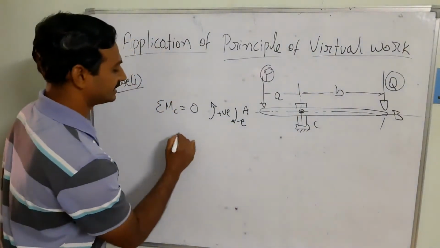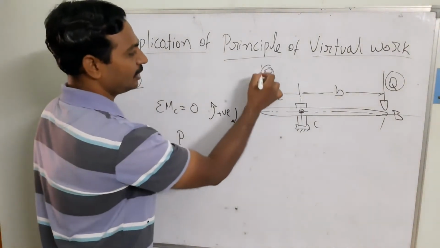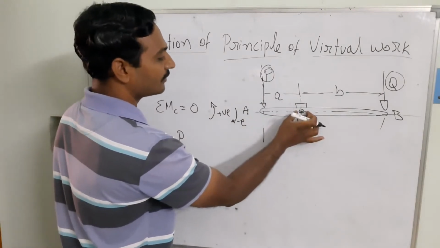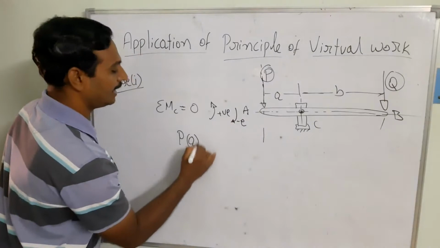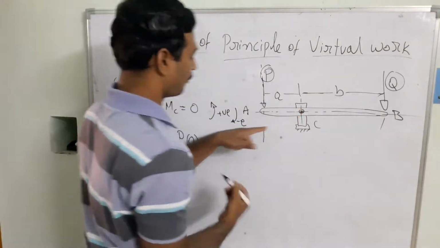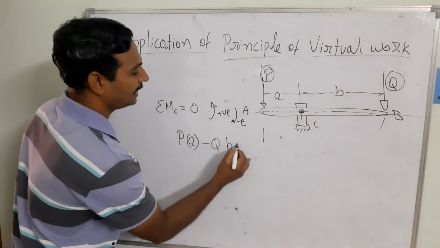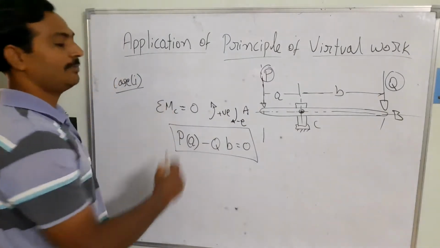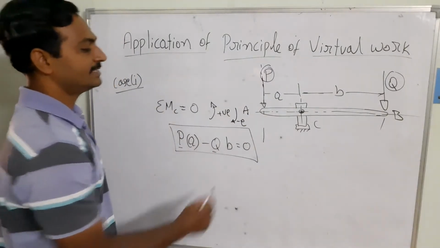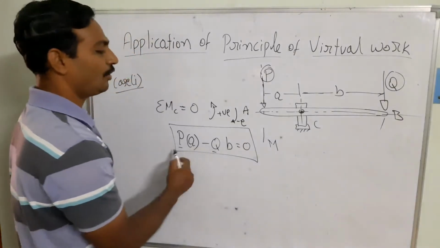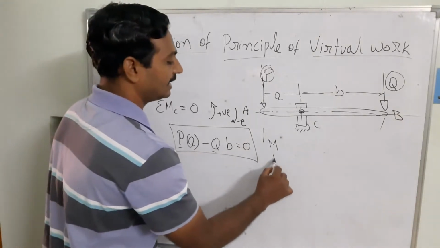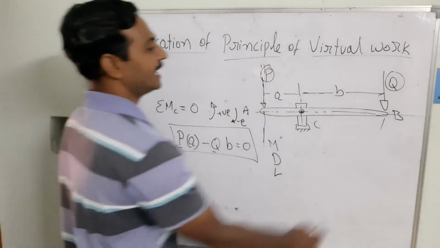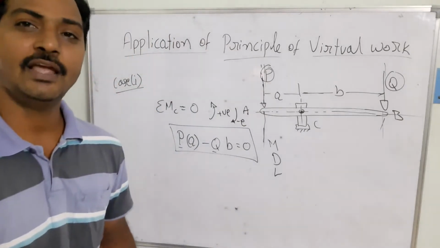So on that basis, P into the normal distance, this is your line of action, and this is the radial distance between your point of observation and the line of action, that is P a. And then Q is moving in the clockwise direction, so minus Q into b is equal to 0. From this equilibrium equation, we can calculate the force P and Q. That means we can calculate the magnitude of one of the forces, or the direction of the force, or the line of action of these forces, at what distance they are acting, also easily.